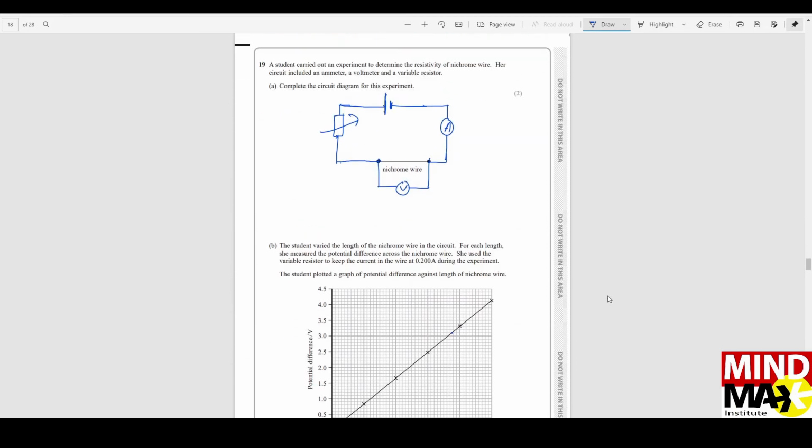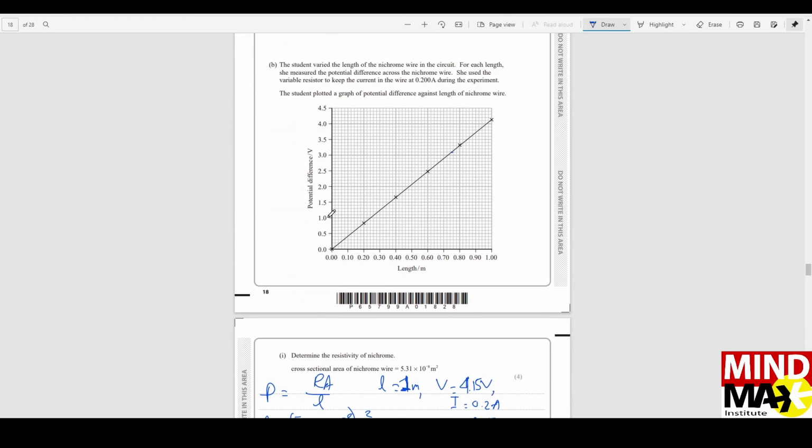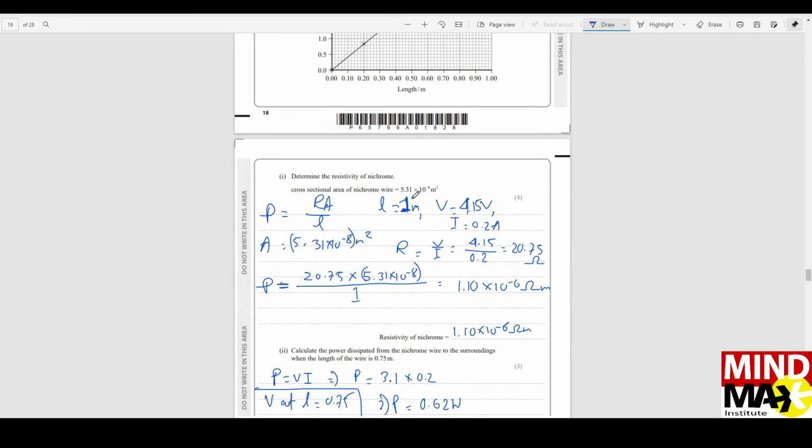Then number 19, this is a nichrome wire. They're telling us to complete the circuit, and this should include the ammeter, voltmeter, and a variable resistor. So ammeter in series, voltmeter in parallel, and variable resistor in series as well, and there should be a power supply, of course. So this is the information that we have to use to solve our questions.